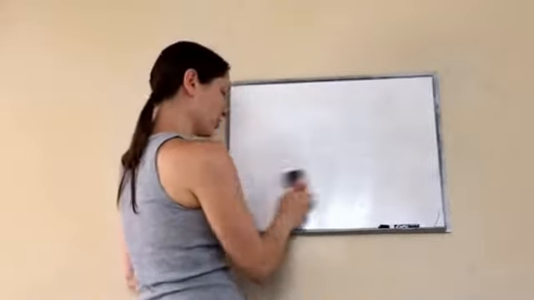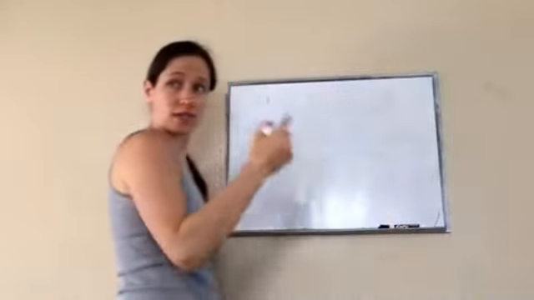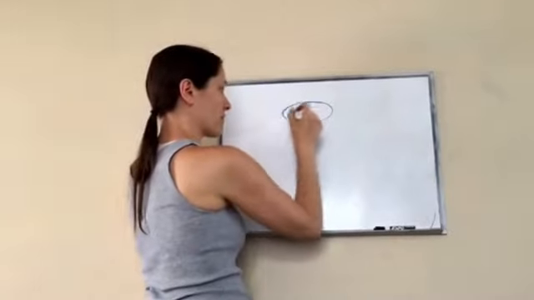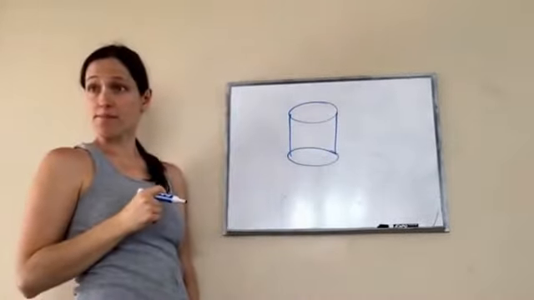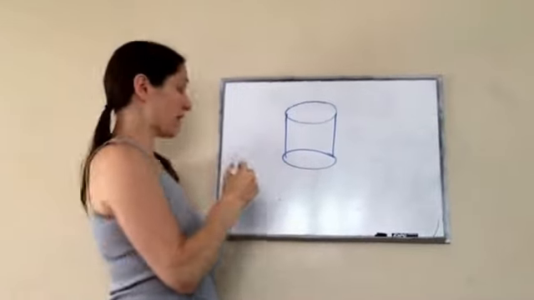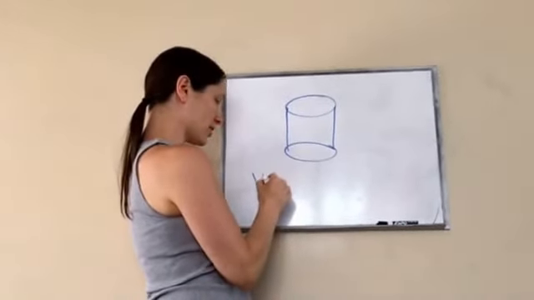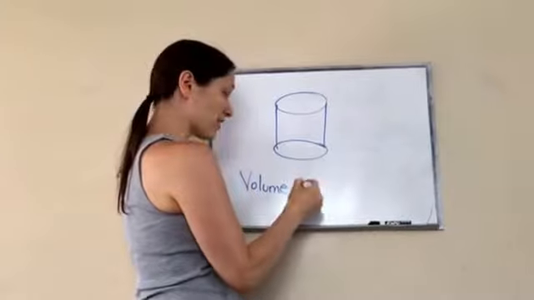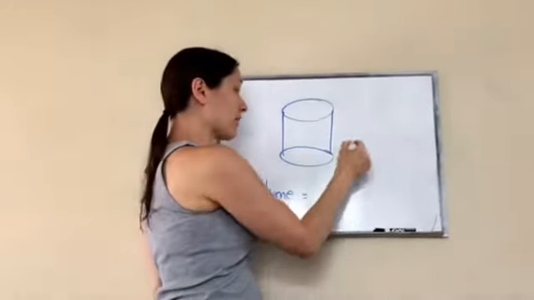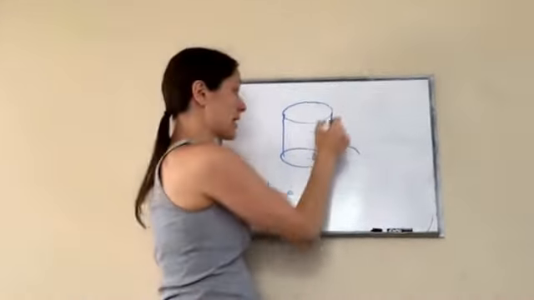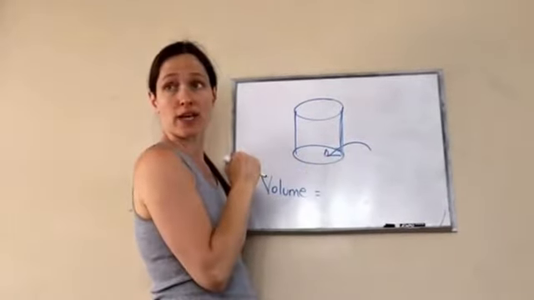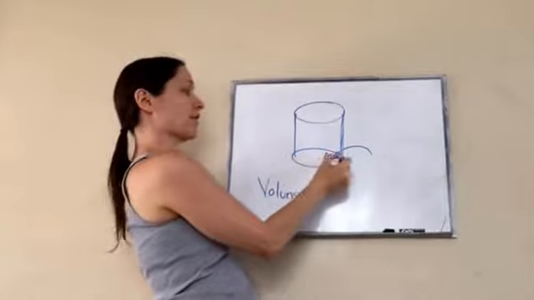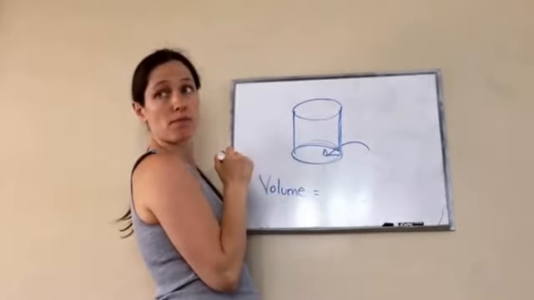Because we're going to learn new objects. And this one's going to be a cylinder, which is something like that. So in order for me to find the volume of a cylinder, I'm going to find the area of the base times the height. What is my base? What kind of shape is it?